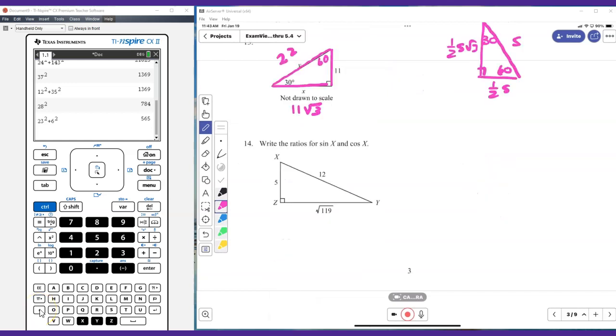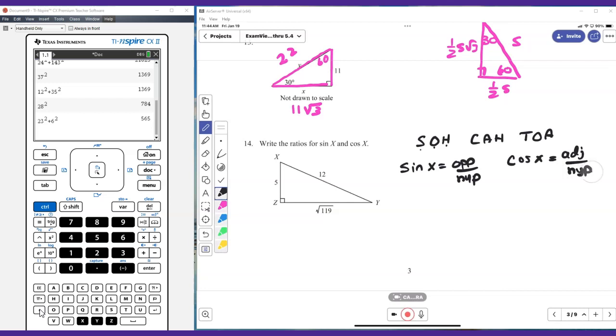Number 14, write the ratios of sine of x and cosine of x. What I taught you in class, remember that sine will always be opposite over hypotenuse, cosine will be adjacent over hypotenuse, and tangent will be opposite over adjacent. So the sine of an angle is going to be the opposite side over the hypotenuse. That's going to be the ratio. Cosine of an angle is going to be adjacent over hypotenuse.